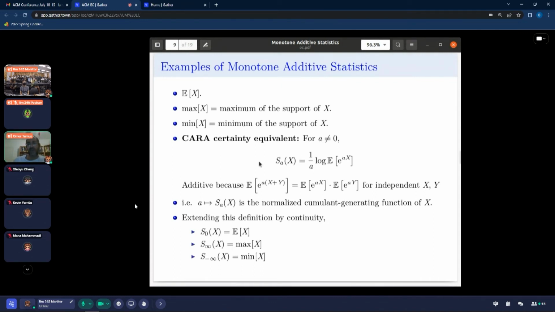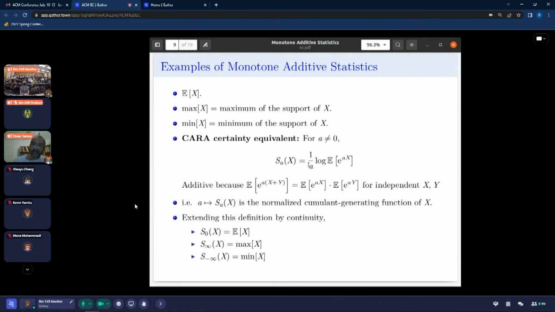In between those, you have these S sub A. So for any A that's different than 0, you can define this statistic S sub A that assigns to random variable X 1 over A times the log of the moment generating function of X, evaluated at A. So this is the cumulant generating function of X evaluated at A and normalized by 1 over A. The normalization gives us this property that when you put in a constant, you get a constant back.